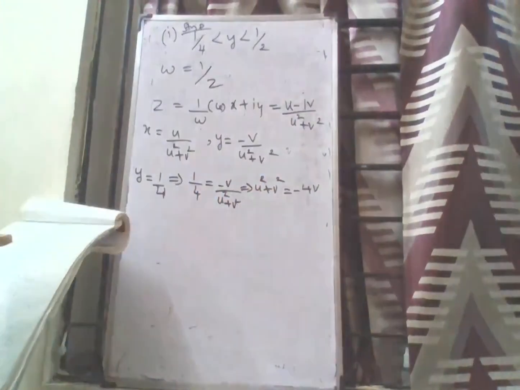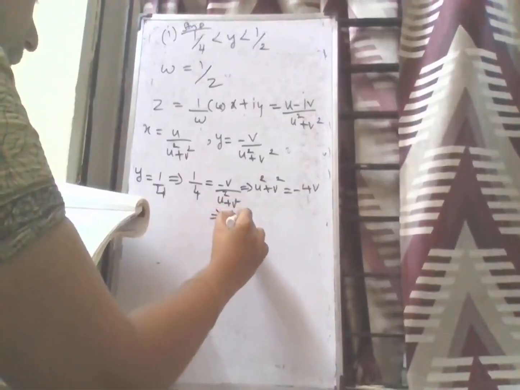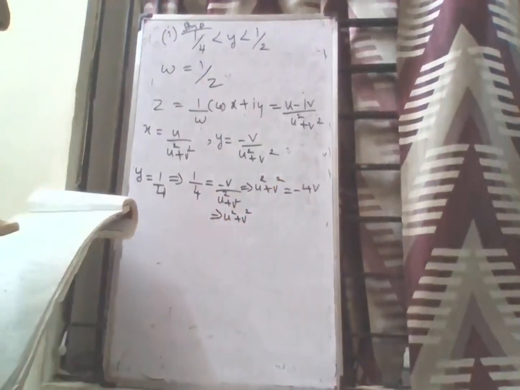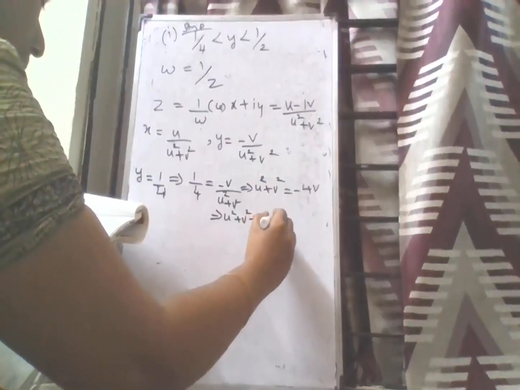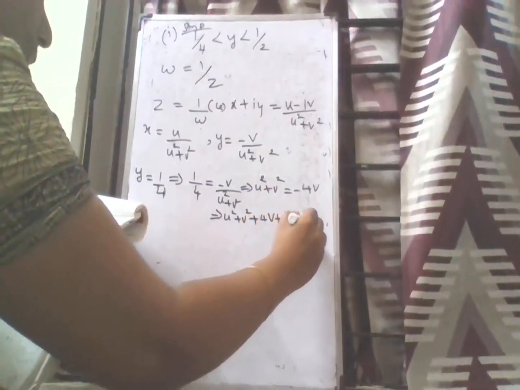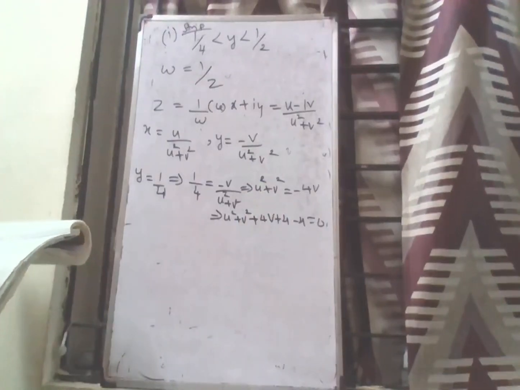You agree? One more step. So which implies u square plus v square plus 4v equal to 0. One more thing I'm going to add here: plus 4v plus 4 minus 4 equal to 0. Shall we write like this?